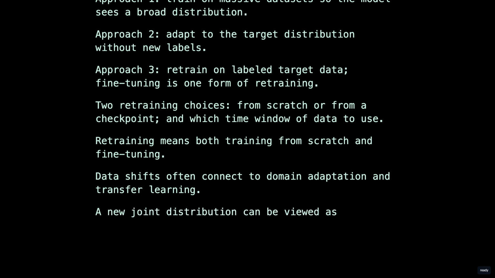The same idea can also be framed as transfer learning when the task is to reuse a model trained on one joint distribution for another. The difference is that transfer learning usually reuses a starting model, while adapting to a new distribution may still require full retraining.